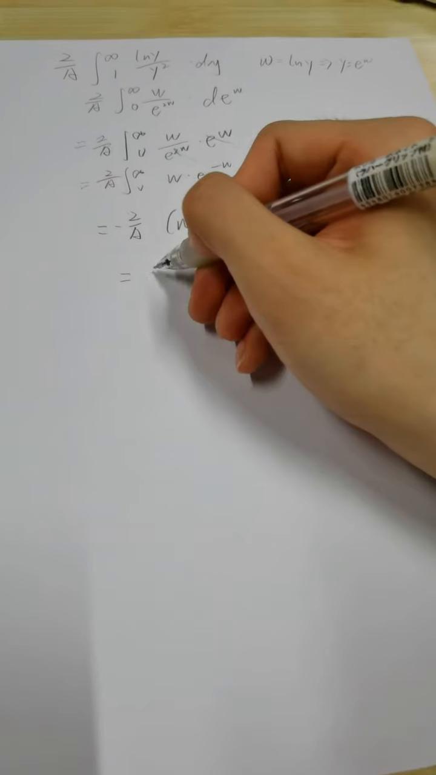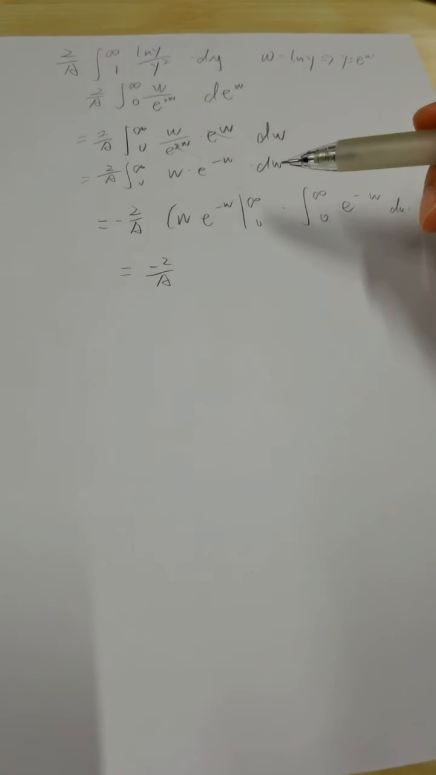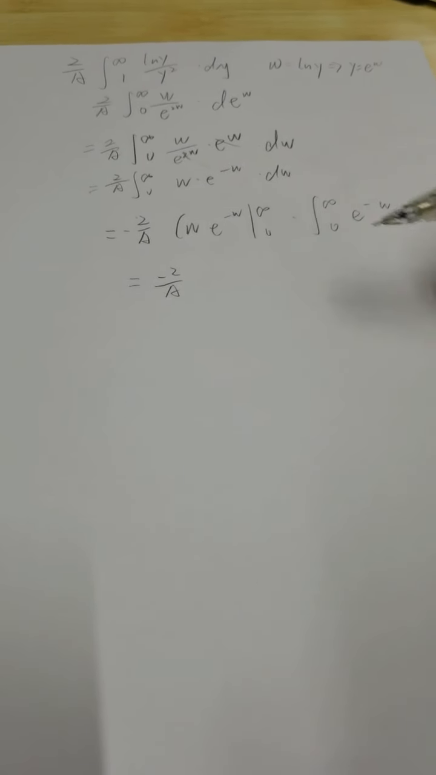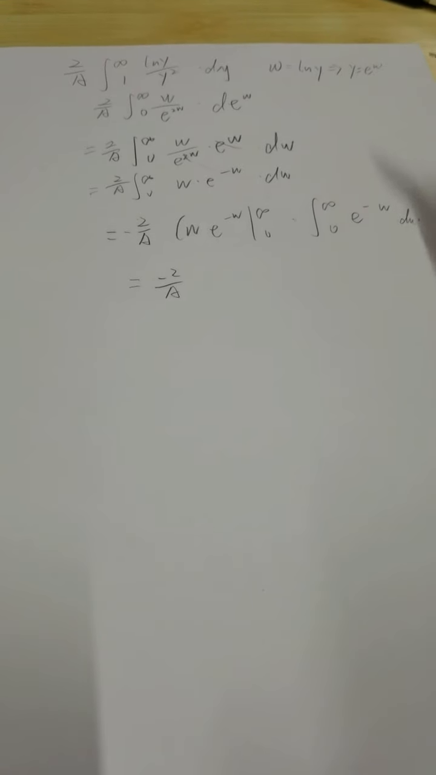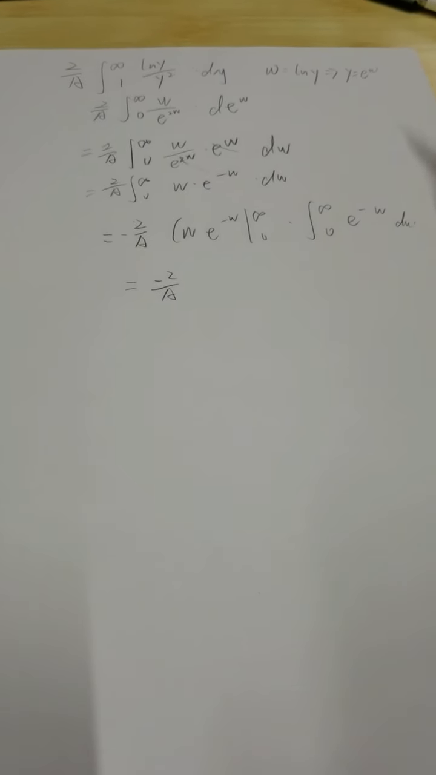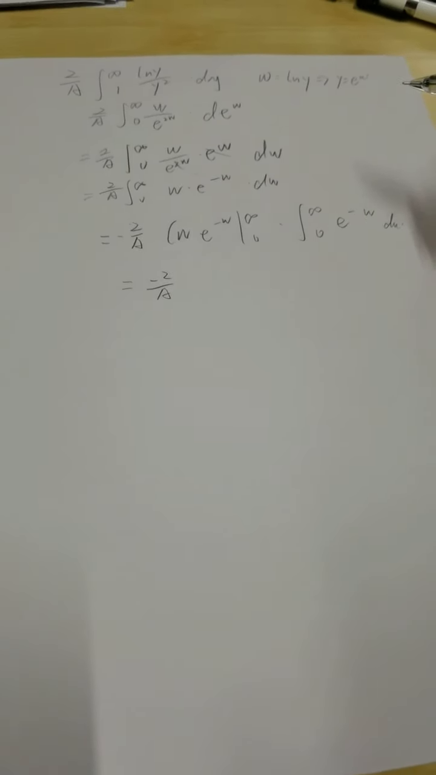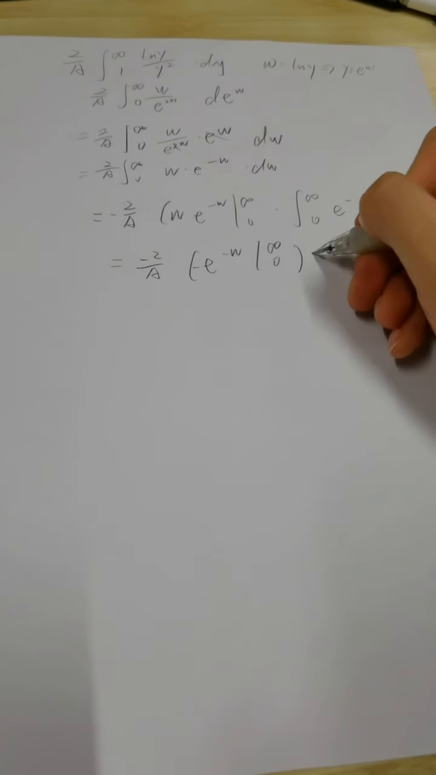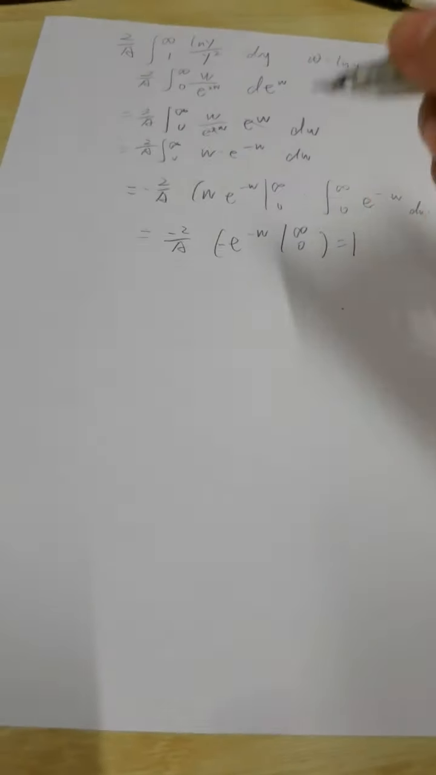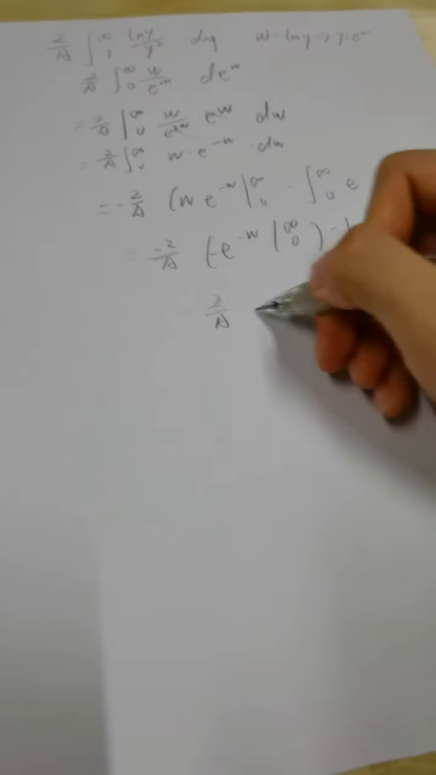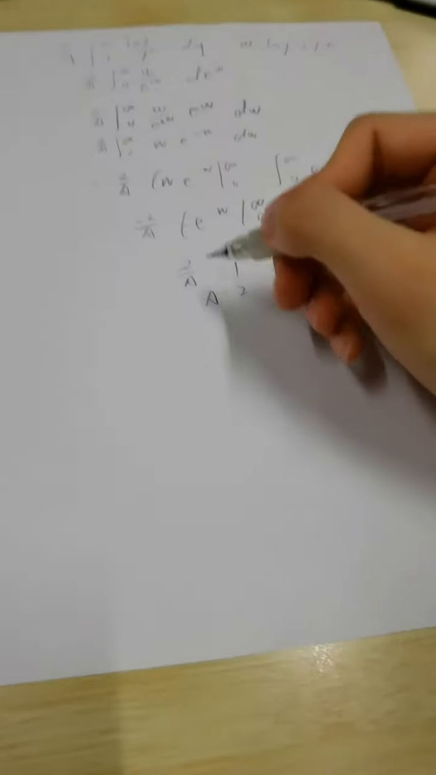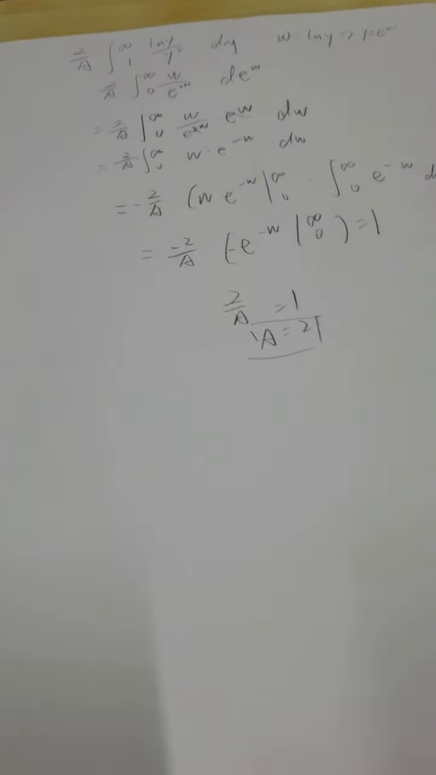After that, we can calculate negative 2 over a, because this part is just 1, just negative 1, sorry. So we can calculate out, which is negative e to the w from infinity to 0, equal 1. Because this part is negative 1 also, which is 2 over a equal 1, a equal 2. So we calculate out 2.